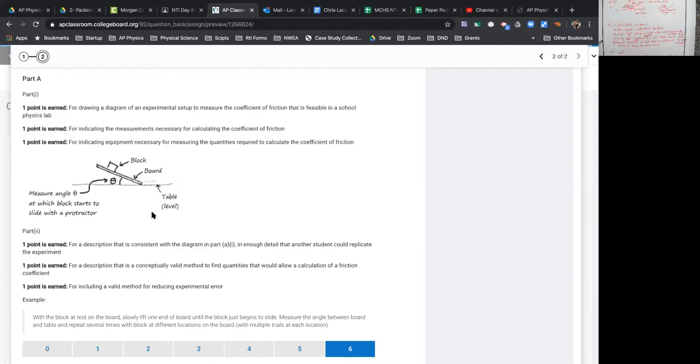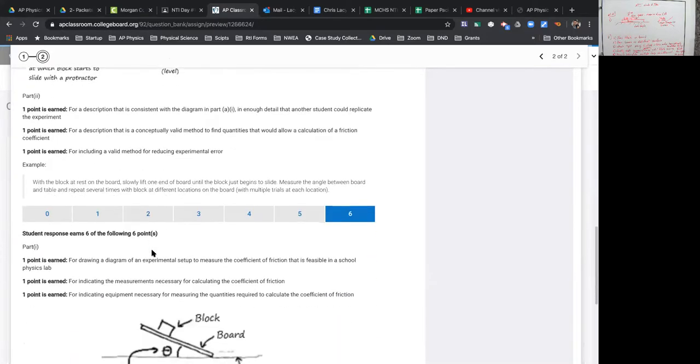Third point, for indicating equipment necessary. Okay, yeah. Is this feasible? Yes. Do I have the equipment listed? Yes, I wrote the equipment and I wrote what it measures, just like we would do on our charts in our lab reports.